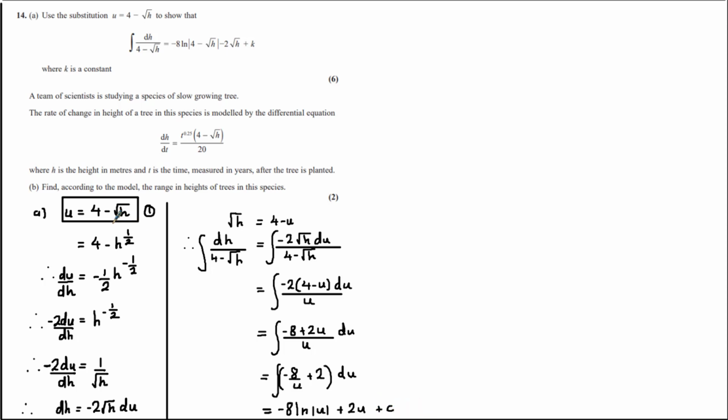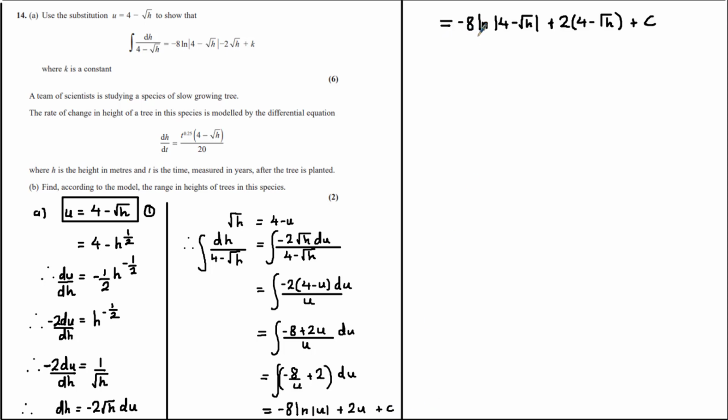The next step we need to take is to substitute 4 minus the square root of h back in for u in the integral we've just worked out. So this is equal to minus 8 ln of 4 minus the square root of h plus 2 multiplied by 4 minus the square root of h plus c. Expanding the brackets out, we get minus 8 ln of 4 minus the square root of h plus 8 minus 2 root h plus c.